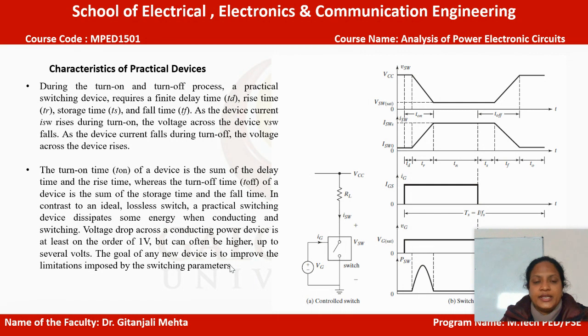In contrast to an ideal lossless switch, a practical switching device dissipates some energy when conducting and switching. Voltage drop across a conducting power device is at least on the order of 1 volt, but can often be higher up to several volts. The goal of any new device is to improve the limitations imposed by the switching parameters.